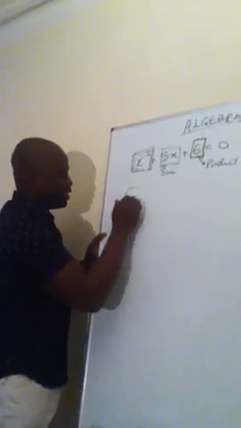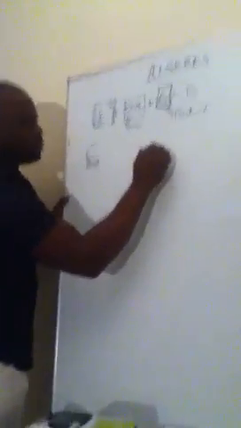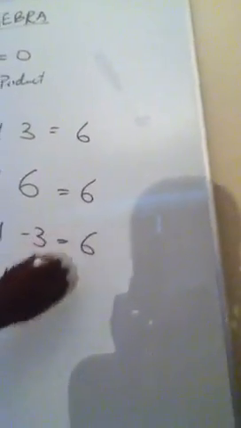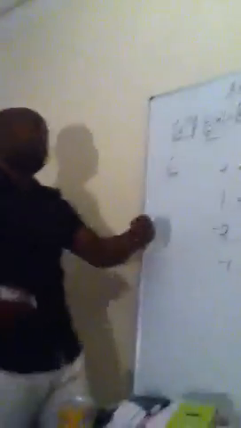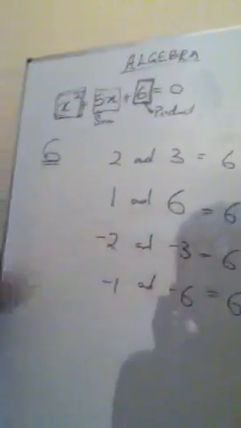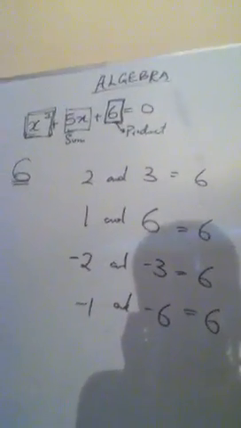So, this is the 6 in question. We have 2 and 3: if you multiply 2 and 3, you get 6. We have 1 and 6. You have minus 2 and minus 3, and you have minus 1 and minus 6. All these will give you 6, because 2 times 3 gives 6, 1 times 6 gives 6, minus 2 times minus 3 gives 6, and minus 1 times minus 6 also gives 6.